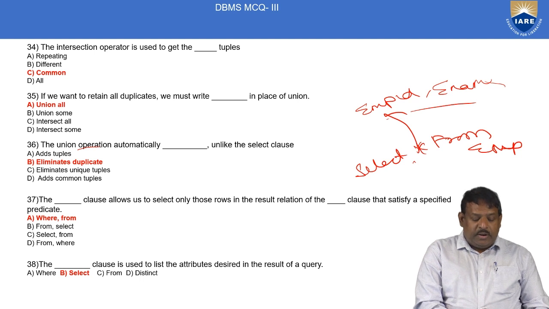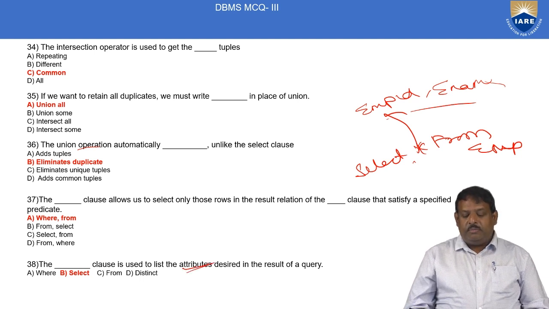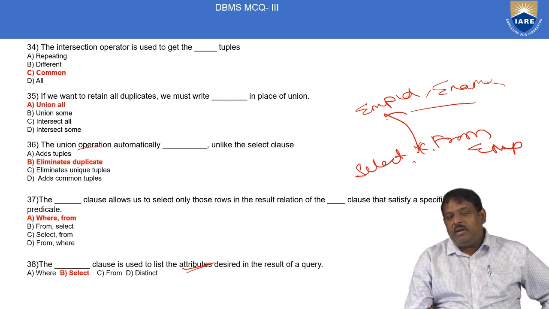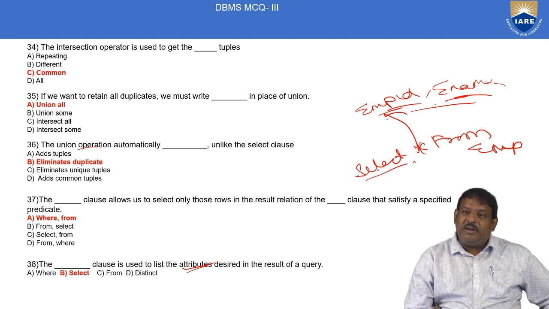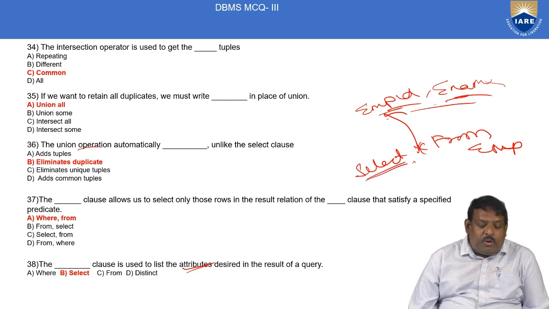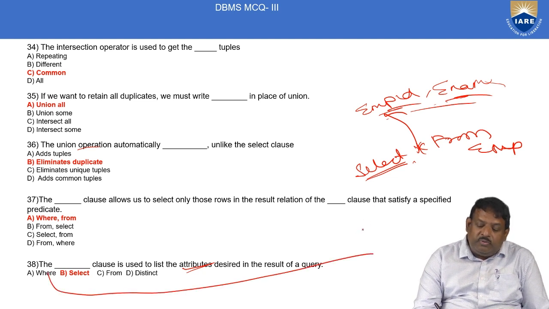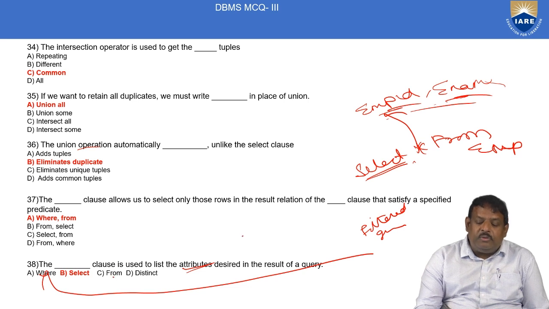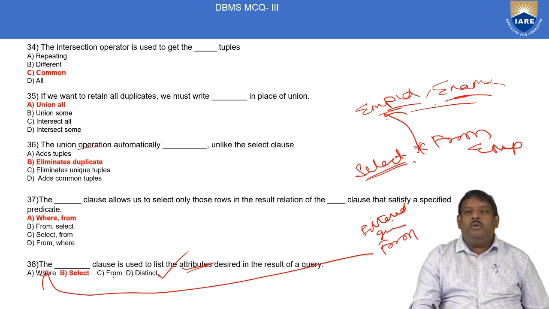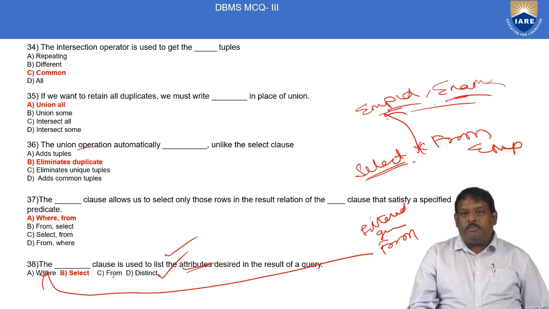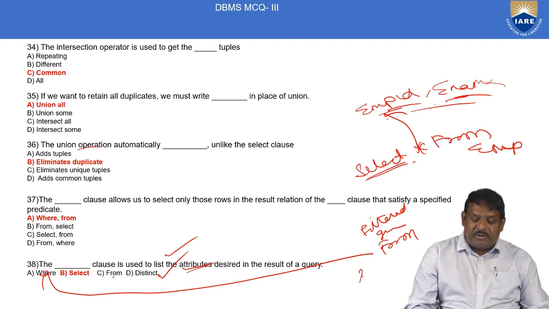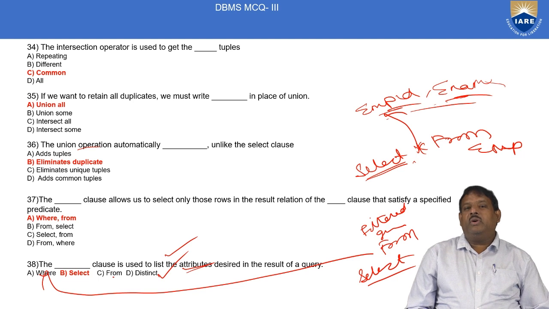Now the question is, the clause is used to list the attributes. Here, by using star, we are listing the attributes. We are saying I want all the attributes. If I don't want all, I will say I want to list only a few columns. This listing is possible only in the select statement. Where cannot be used, because where is only to filter the given values. So where is not the right answer. From is only to say from which table you want to get the data. Distinct is going to give the unique values. But here the question is about listing of the attributes. Listing of the attributes is possible only by using the select statement.